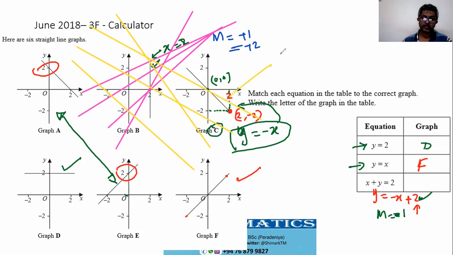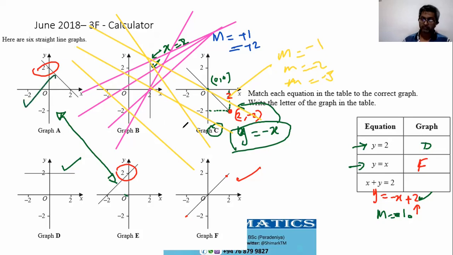The yellow ones are going to be m equals -1, m equals -2, or m equals -5, because they are slanted the other side. And the pink ones are going to be positive m values. Because m is -1 here, it has to be slanted to the left side, this way. So which one is that, A or E? A is the one, right?